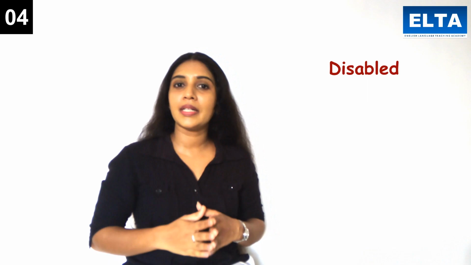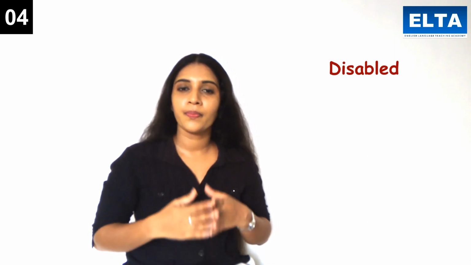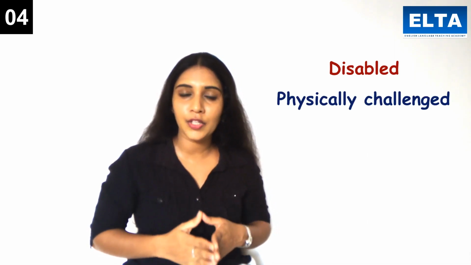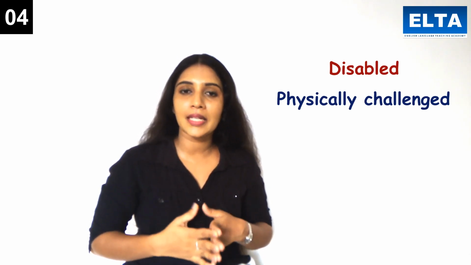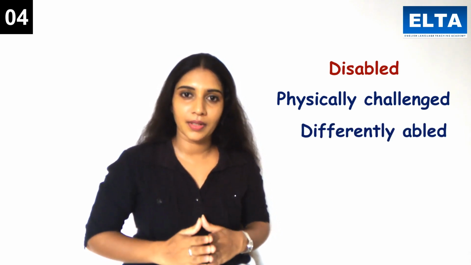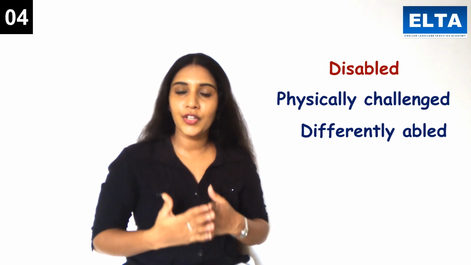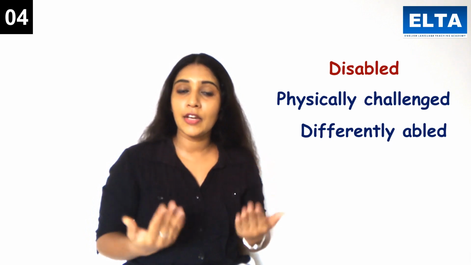Number 4, disabled. You may have seen and heard this word at many places. Just look at this word, disabled. Well, the prefix dis gives a very negative meaning to this word. So rather than using the word disabled, therefore, you might prefer using a term like physically challenged. For example, you can say, we should help physically challenged people. You can also use the term differently abled. For example, seeing a crippled person who cannot walk properly, you can say, he is differently abled.